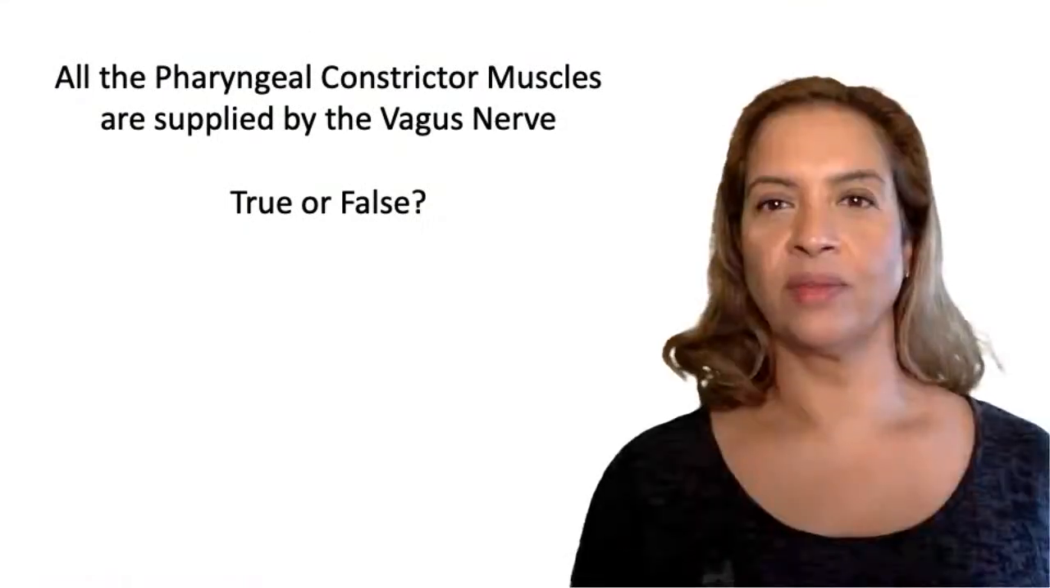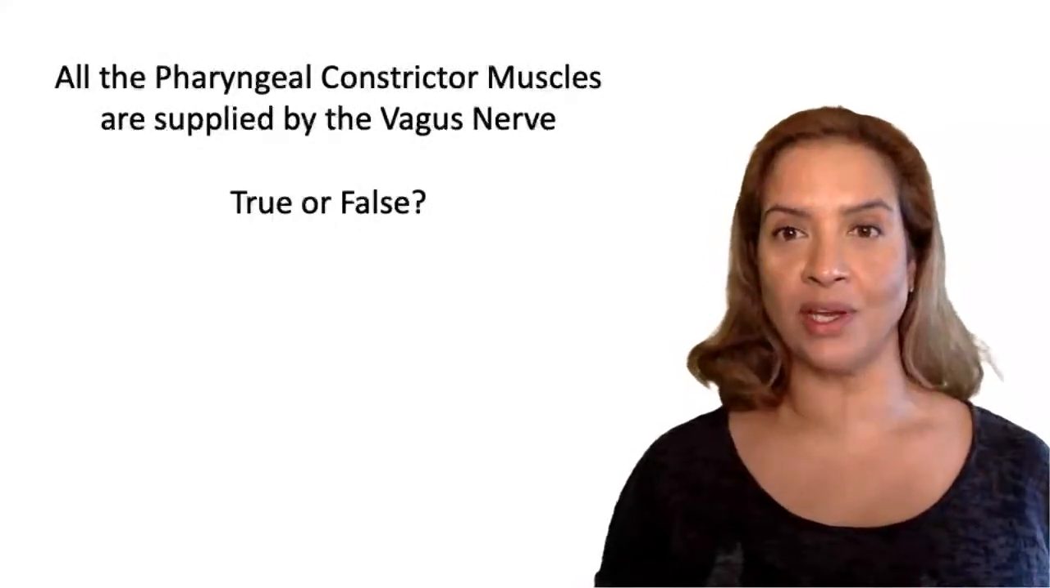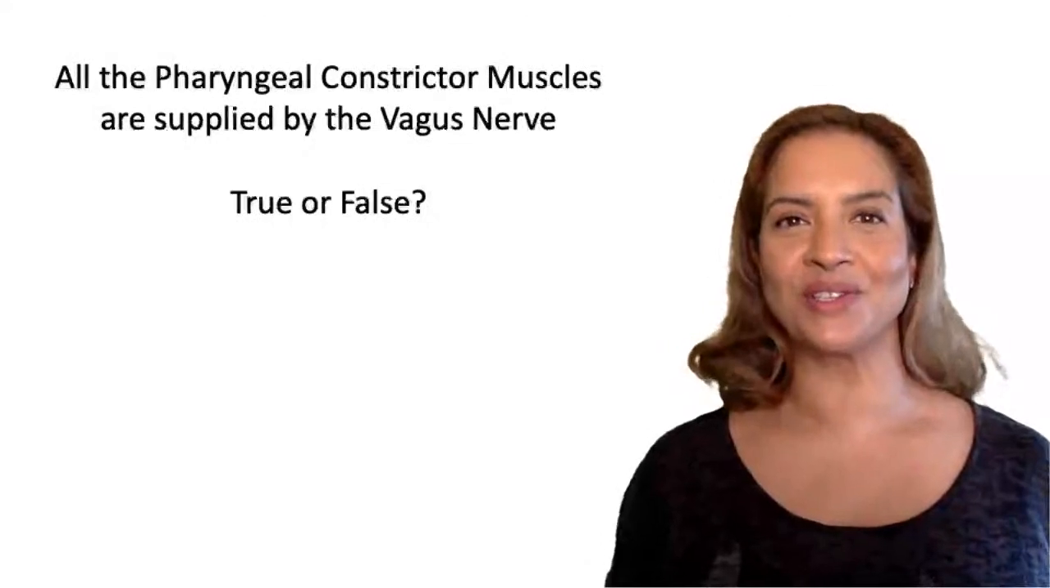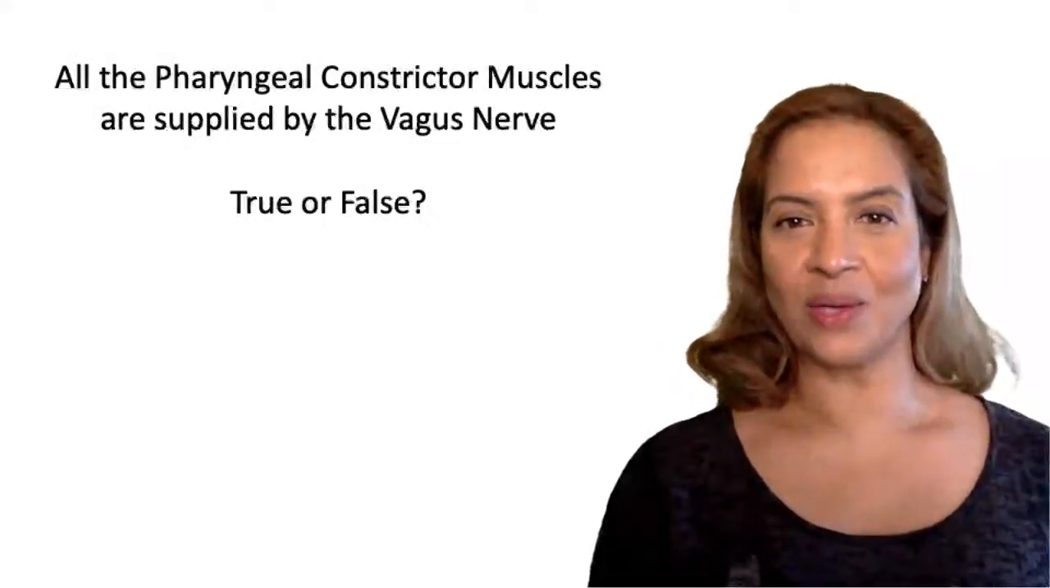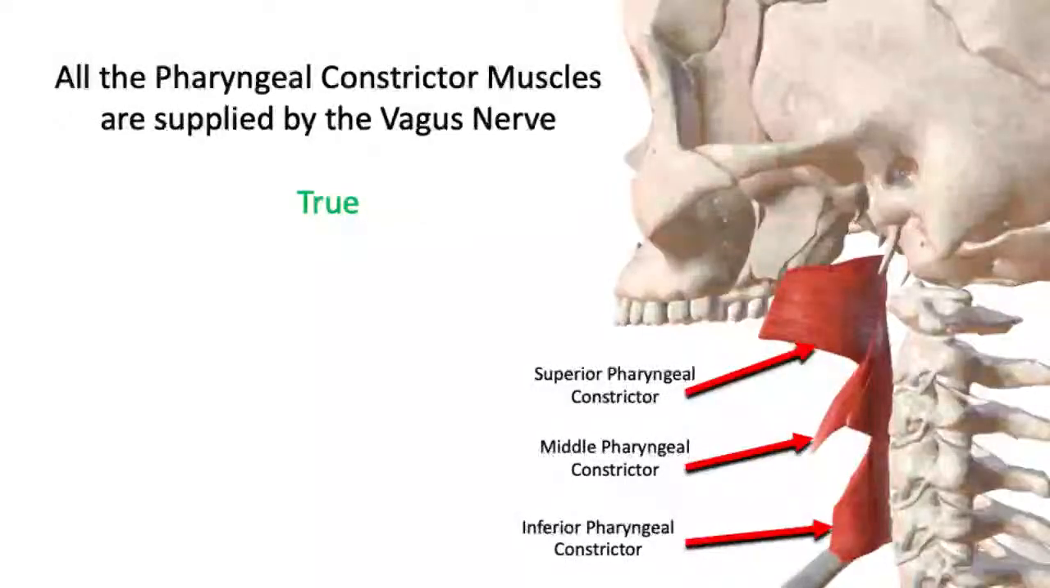Next question. All the pharyngeal constrictor muscles are supplied by the same nerve, the vagus nerve. Is that true or false? Are all the pharyngeal constrictor muscles supplied by the vagus nerve? The answer to that question is true. They are, and here you can see them. I've removed the mandible from this diagram so you can see the constrictor muscles more clearly. There's a superior pharyngeal constrictor, a middle pharyngeal constrictor, and an inferior pharyngeal constrictor.